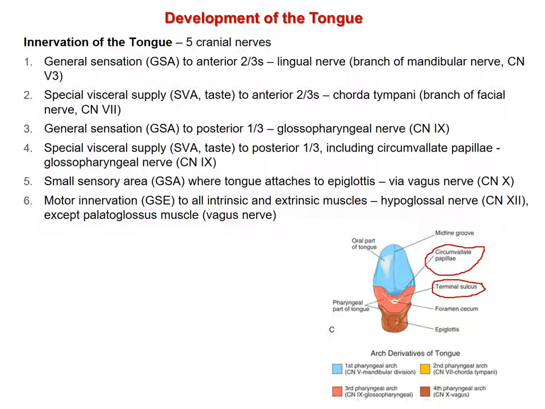This nerve also mediates the sense of taste from taste buds that reside in the circumvallate papillae, donut-appearing structures that are arranged in a single row anterior to the sulcus terminalis. A small area near where the tongue connects to the epiglottis is supplied by the vagus nerve. All the intrinsic and extrinsic muscles of the tongue are innervated by the hypoglossal nerve, except for the palatoglossus, which is supplied by the pharyngeal branches of vagus.